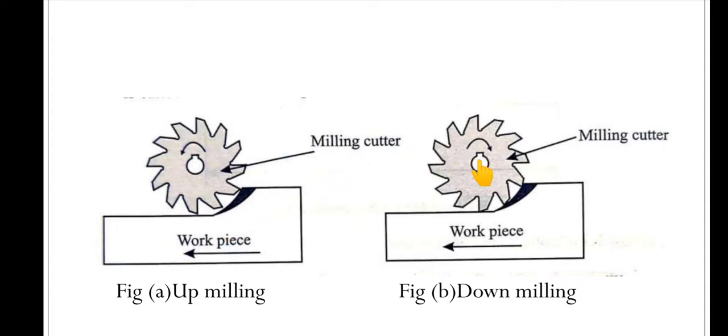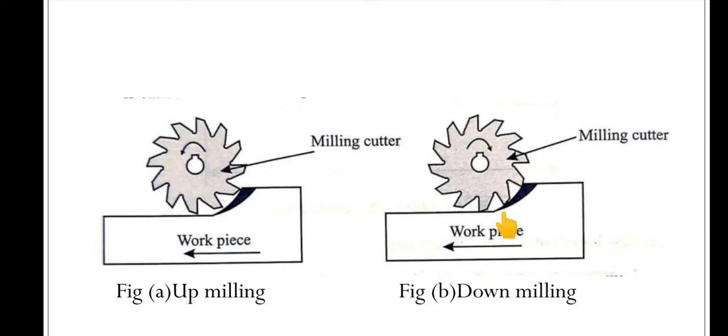So what is down milling? If the workpiece is fed in the direction same as that of the cutter rotation, this process is called down milling, also called climb milling. This other one is called conventional milling or up milling. Here you can see the cutter is rotating in the clockwise direction and the workpiece is feeding in the same direction as the milling cutter. So this is called down milling.